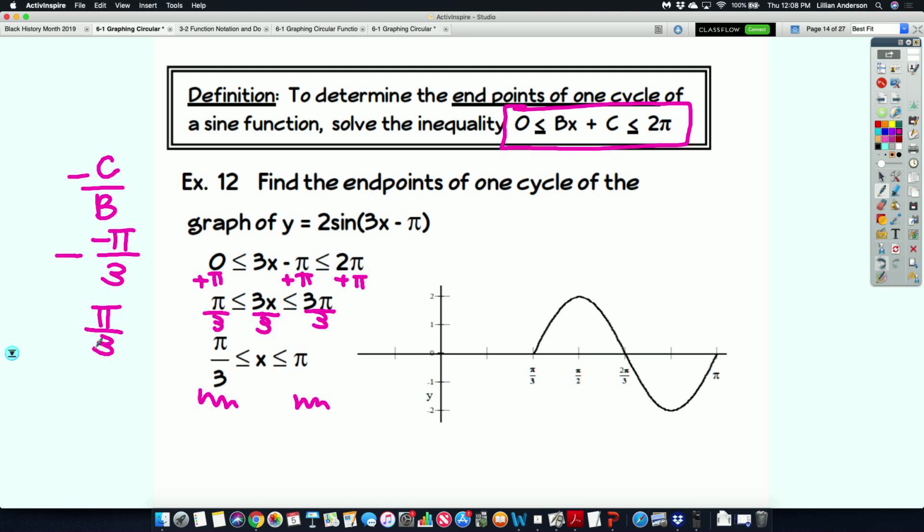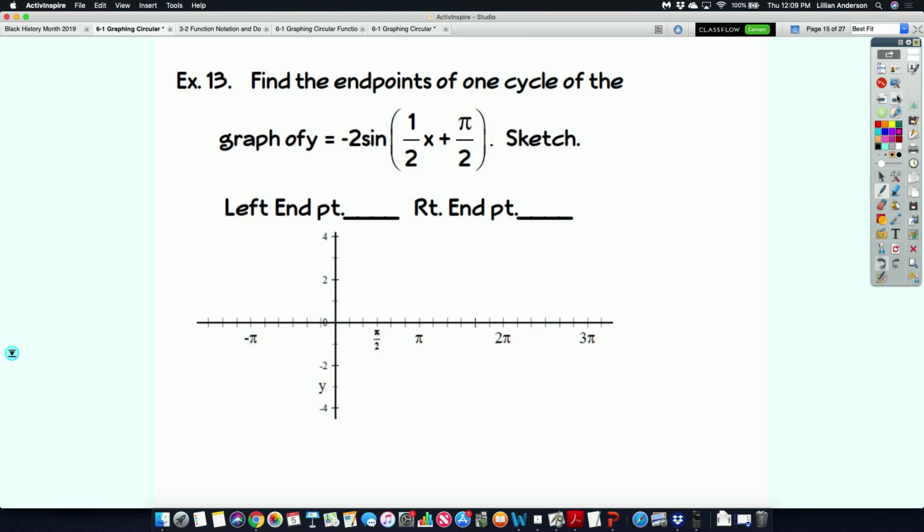Okay? I'm not going to ask you, though, what's the left endpoint? What's the right? I'm not going to do that. But this is more so just a check to see if you are doing your math correctly. Okay? So let's just practice with this particular one. Again, you would take that bx plus c, which is 1/2 x plus pi over 2, and you would set it up in a compound inequality between 0 and 2 pi.